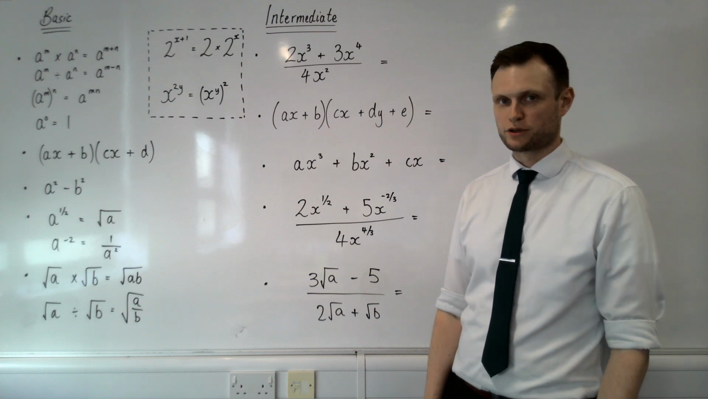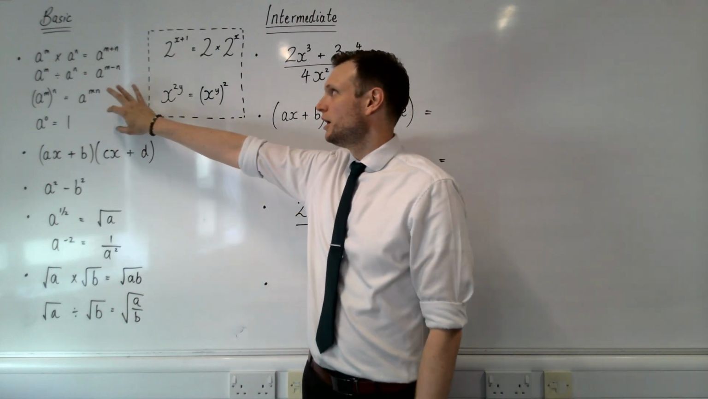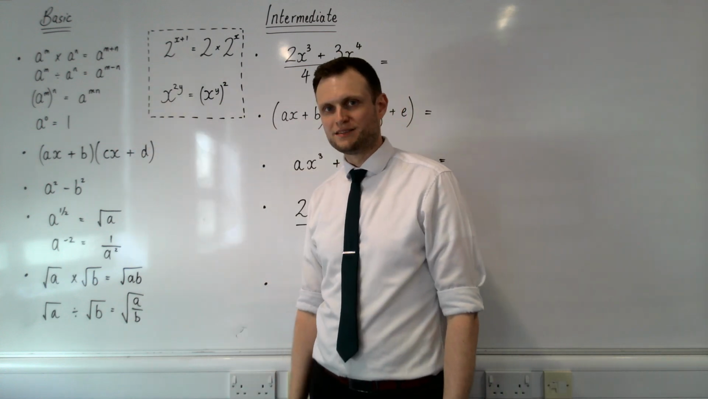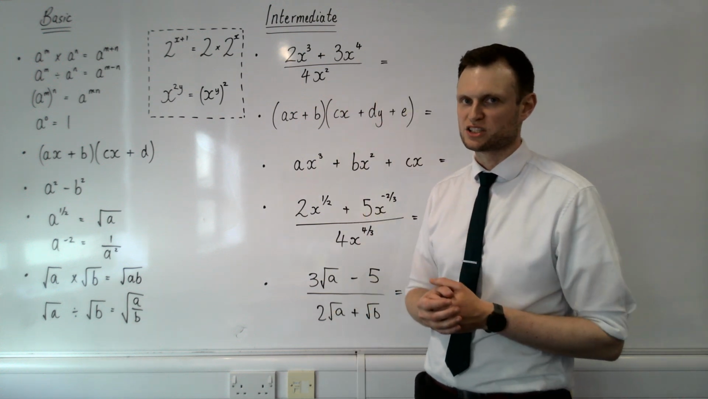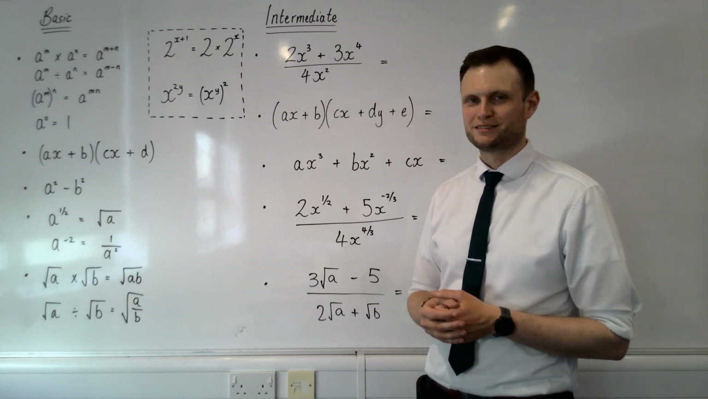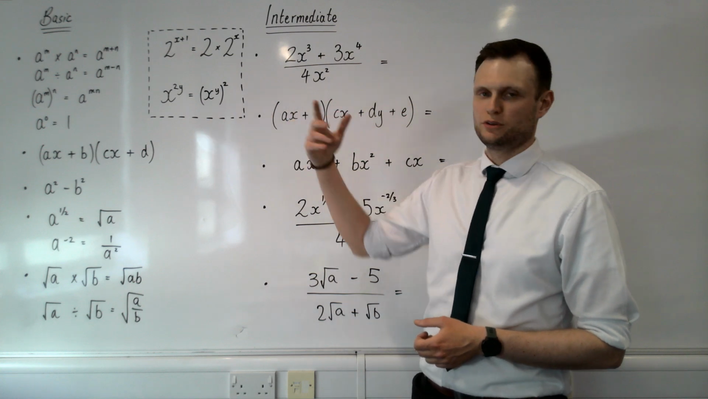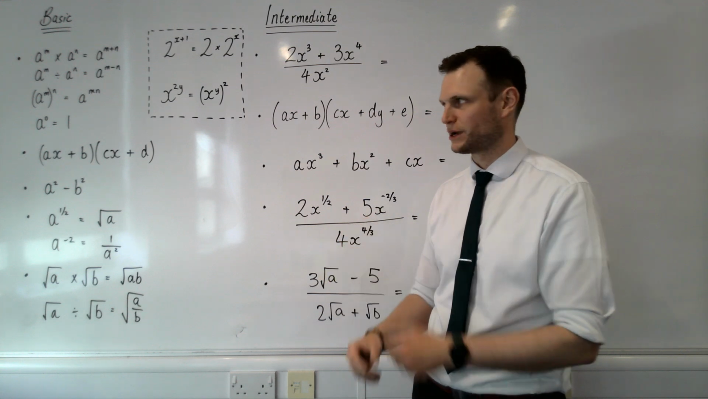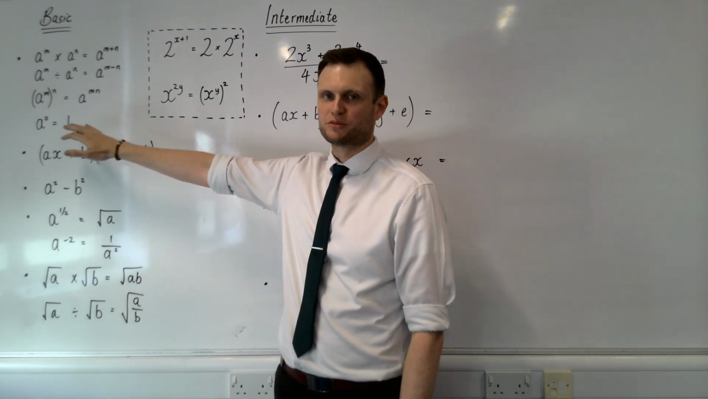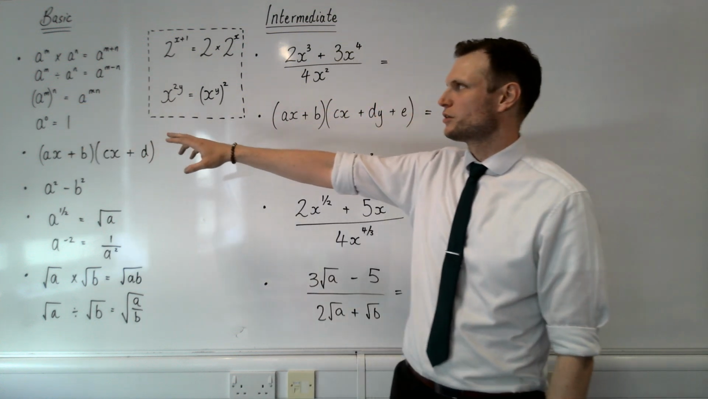So I'm just going to run through the content. To begin with, in the basic section, you've got indices, like your index laws from GCSE. So if you want to multiply together two indices with the same base, then you just add the powers together. If you want to divide them, you subtract the powers. A power of a power, you multiply those powers, and then anything to the power of 0 is 1. That shouldn't really need to go through that in any more detail. Hopefully you got that from GCSE.